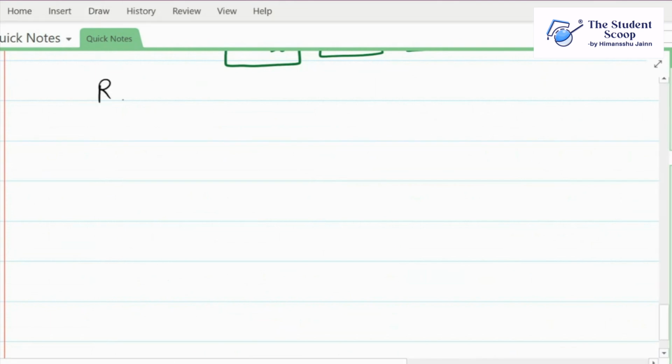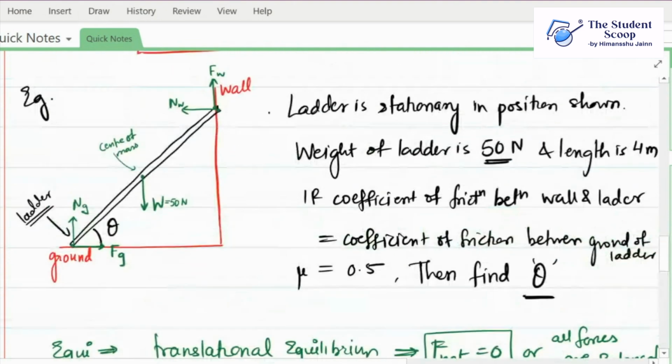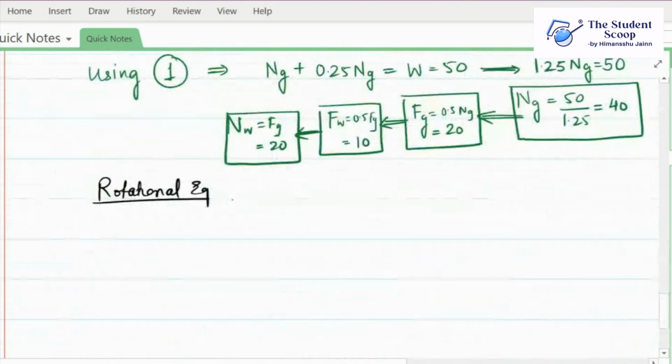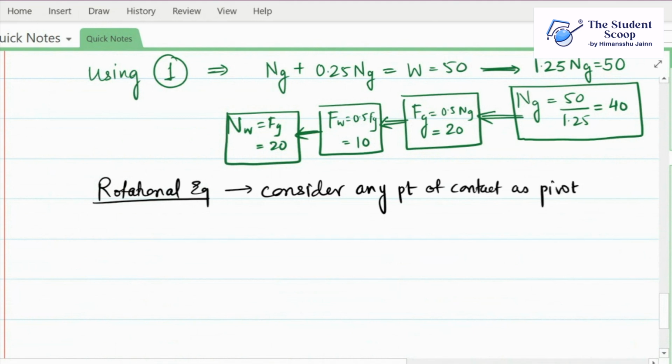Now when we do rotational equilibrium, we have to take one of the points as pivot. So let's consider this point as pivot. Okay, even if that point is not fixed, we can consider any point of contact as pivot. Okay, so if I fix this point as pivot and the rod is like this.